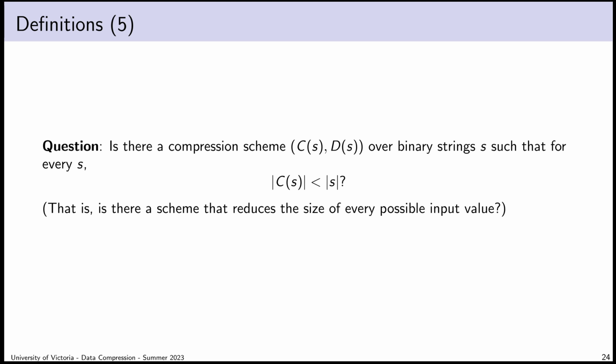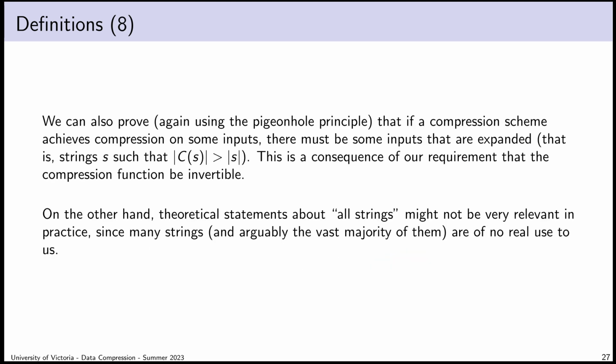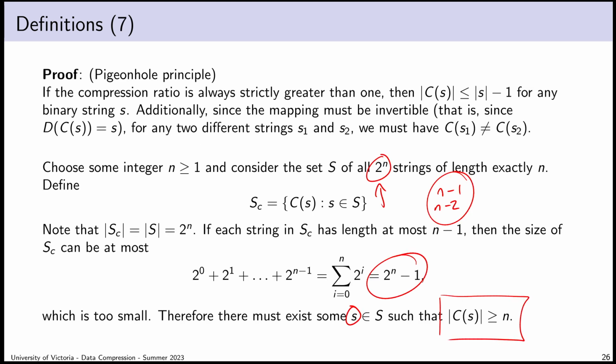Now, we could use that and say, well, maybe that means some inputs remain the same size. But unfortunately, it gets even worse. It turns out that compression is basically a zero-sum game. So we could elaborate on this proof. We could actually write a formal proof of this fact, but I'm not going to do that.